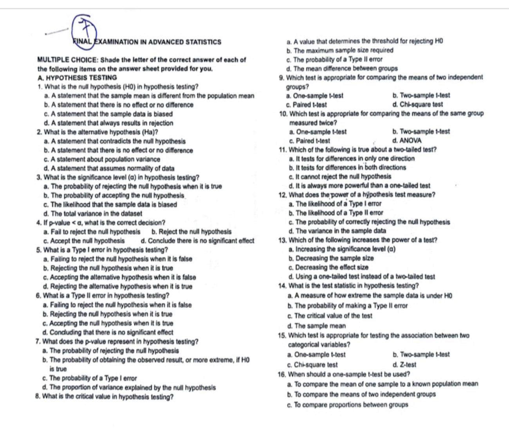Number 14, what is the test statistic in hypothesis testing? The answer is A, a measure of how extreme the sample data is under the null hypothesis. Number 15, what test is appropriate for testing the association between two categorical variables? Categorical variables, which means that it is a chi-square test, which means that C is our answer. Number 16, when should a one-sample t-test be used? It is used to compare the mean of one sample to a known population mean, which makes A the answer.